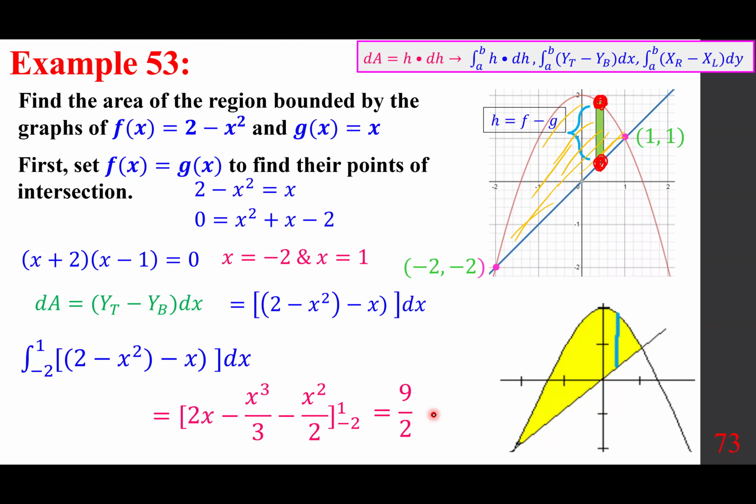A quick recap. First, you graph the two functions. Then you draw a typical rectangle, and you notice this rectangle is going to move this way. So what are the limits of integration? You have to find the points of intersection by setting them equal. You find the points of intersection. And the height is the y of the top minus the y of the bottom, which is the y of the top coming from the curve. The bottom comes from the line.